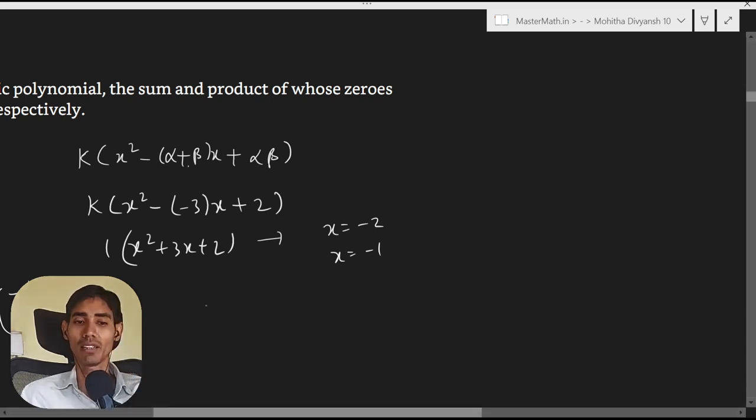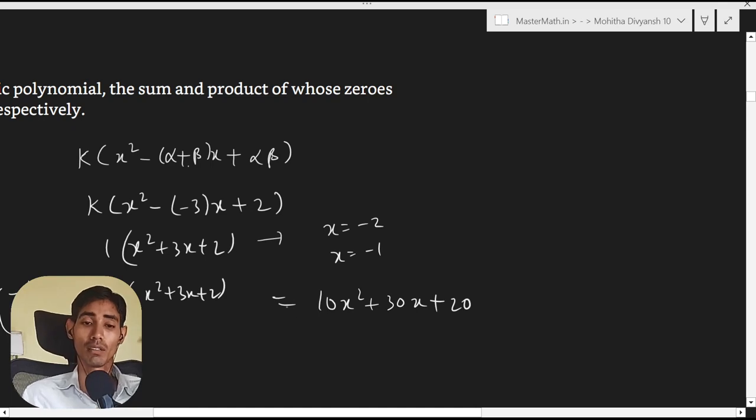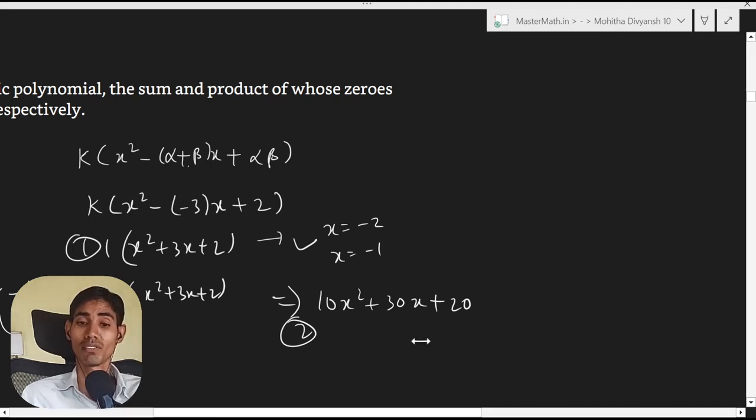Now tell me if I multiply this by 10. So x square plus 3x plus 2 becomes the second quadratic polynomial, 10x square plus 30x plus 20. Now can you tell me what the zeros for this are? The first case yielded us these two zeros. Would the zeros be the same as minus 2 and minus 1, or different for this second form? Different. Okay, good.